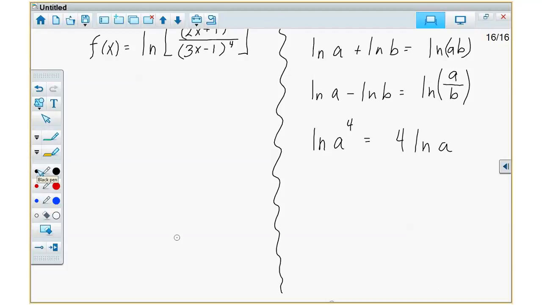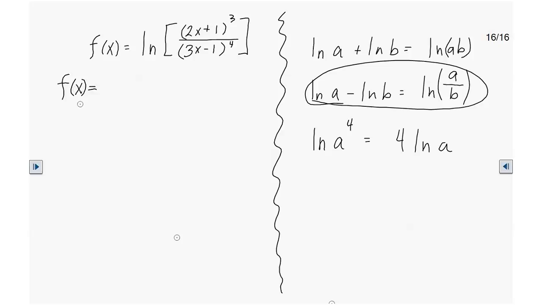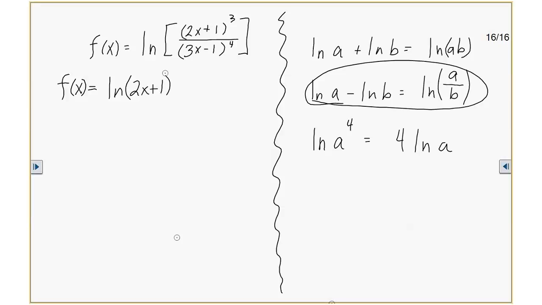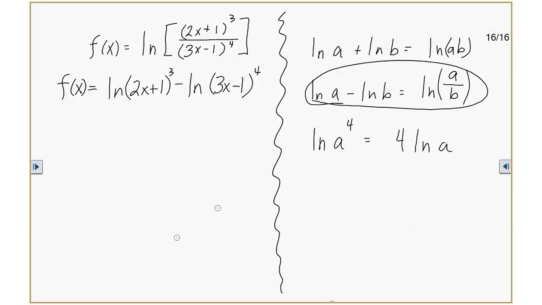That's not rhetorical, I'm asking y'all. That means enunciate and volume, okay? Speak up and clearly. Use which one? The second one, the quotient rule. The logarithmic quotient rule, right here. So, I'm going to make this f of x is equal to the natural log of (2x plus 1) to the 3rd power minus the natural log of (3x minus 1) to the 4th power. Now what?